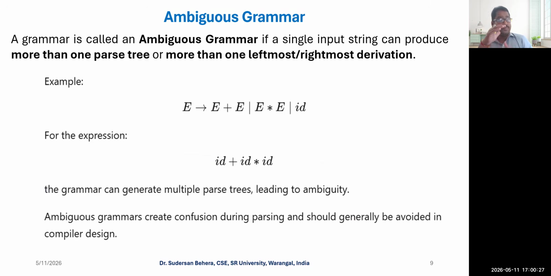So if there is an ambiguous grammar and you want to design a syntax analyzer, you have to make the grammar free from ambiguous nature. You have to convert the grammar into unambiguous. Then you can feed it into the syntax analyzer or the parser, either bottom-up or top-down.